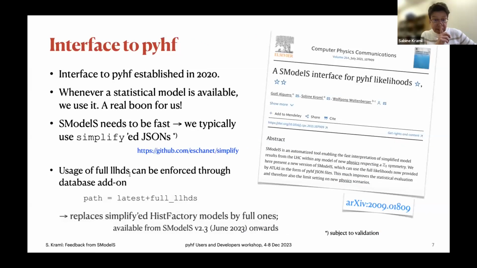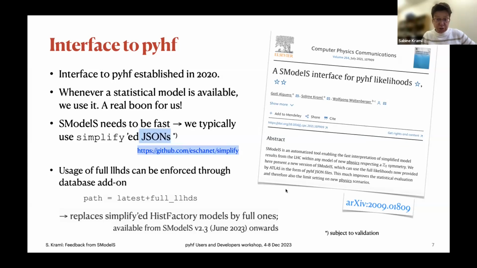Now, the interface to PyHF from SModelS was already established in 2020, so I think we've been the first external users of PyHF from the phenomenology community. And really, whenever a statistical model is available in JSON format, we try to use it. It's a real boon for us. Now, since SModelS needs to be very fast, we typically use simplified JSON files, simplified meaning they've been digested with the simplify tool from Eric Jarnett.